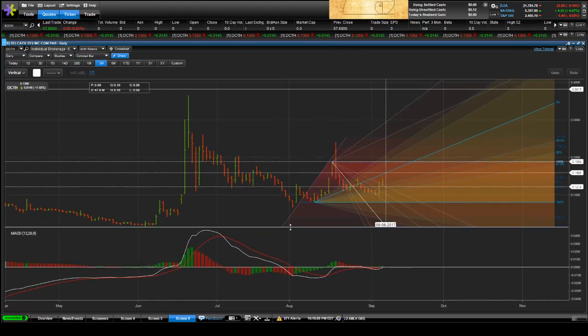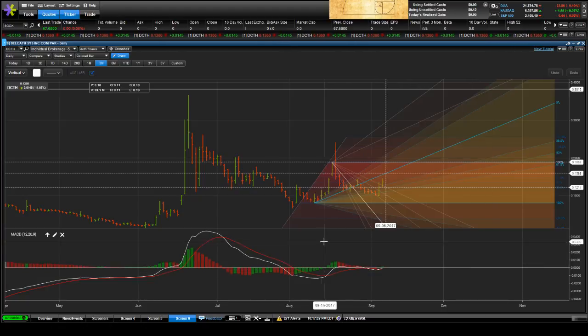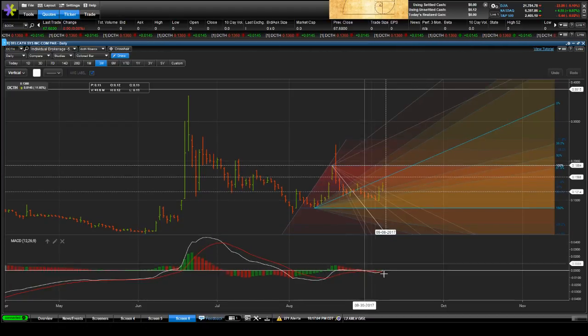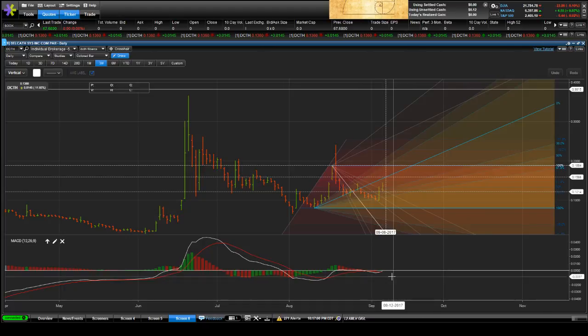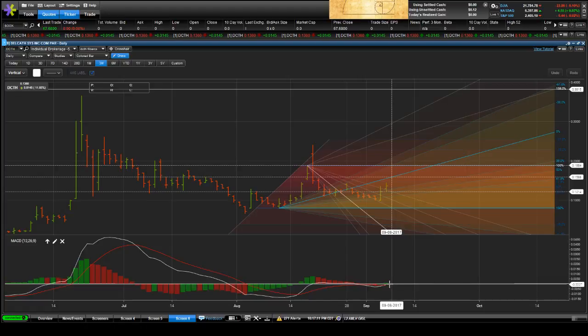MACD is pretty much like stochastic. It's got a fast, it's got a slow, and it has a zero line. And basically the zero line in this is kind of like being below the 20 in the stochastic. If you have this cross below there and it's going above, that's a very strong buy signal.